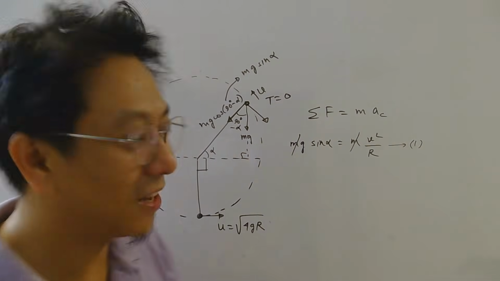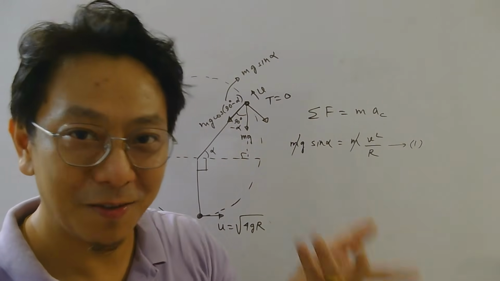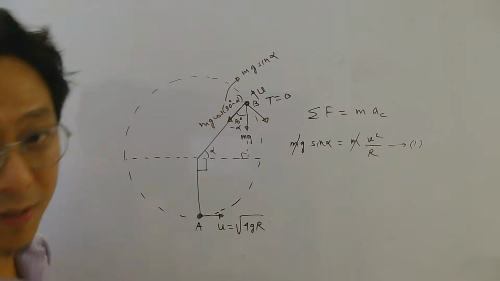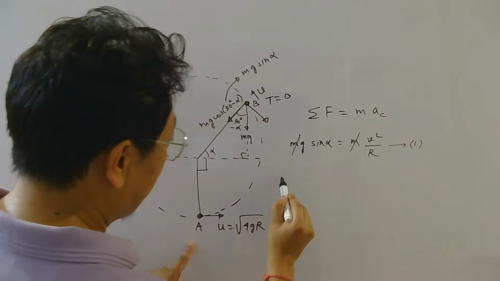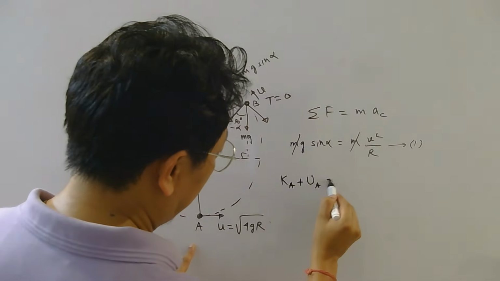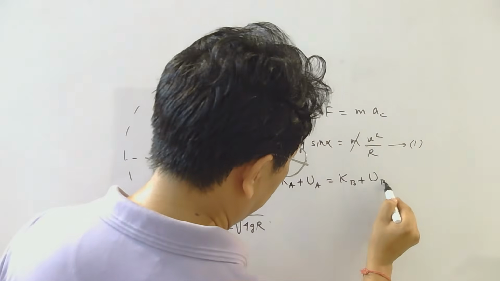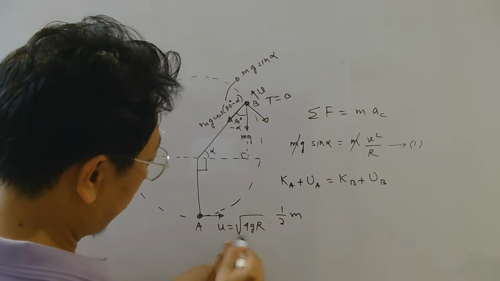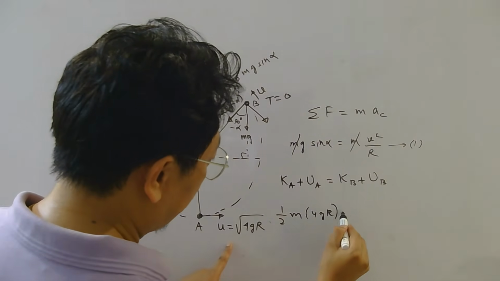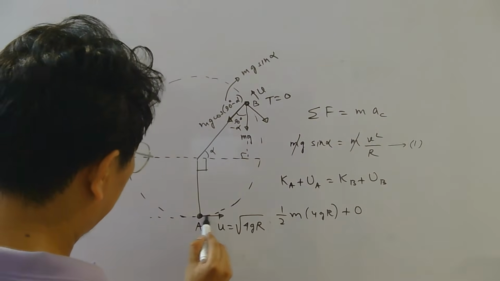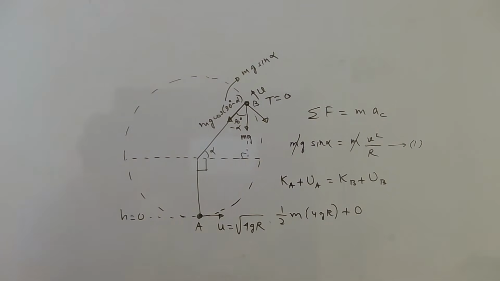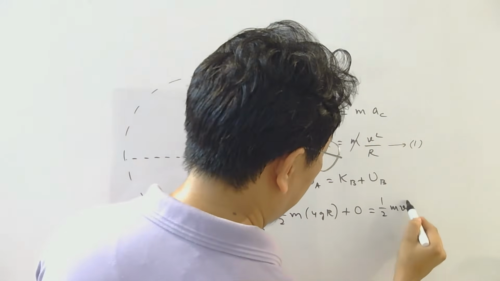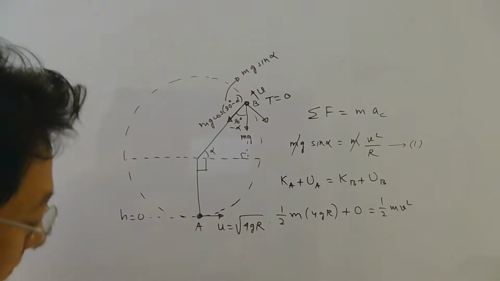By now you must have understood that either you can use Newton's second law or you can use conservation of mechanical energy. So between this point and this point, let us apply conservation of mechanical energy. Kinetic energy at A plus potential energy at A should be kinetic energy at B plus potential energy at B. Kinetic energy at A will be what? Half m u square. Square of this will be 4gr. Potential energy at A is 0 because I will choose this height as 0 height. We can choose height 0 anywhere we want, right? Kinetic energy at B here, that is half m v square. Now potential energy here, how to find?